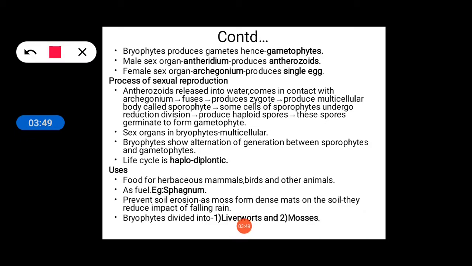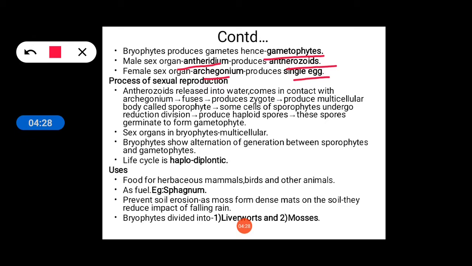Bryophytes produce gametes, so they are termed gametophytes. The male sex organ is known as antheridium. This antheridium produces the male sex cells known as antherozoids. The female sex organ present in bryophytes is known as archegonium. It produces a single egg.